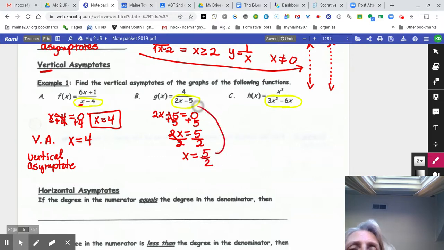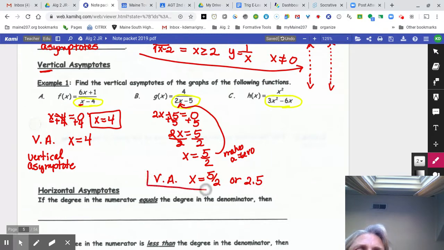Well, if I put that value in here, that's the one that makes a 0. So therefore, that is where my vertical asymptote is found. My vertical asymptote is x is equal to 5 halves, or 2.5 if you want it in decimal form. That's it.